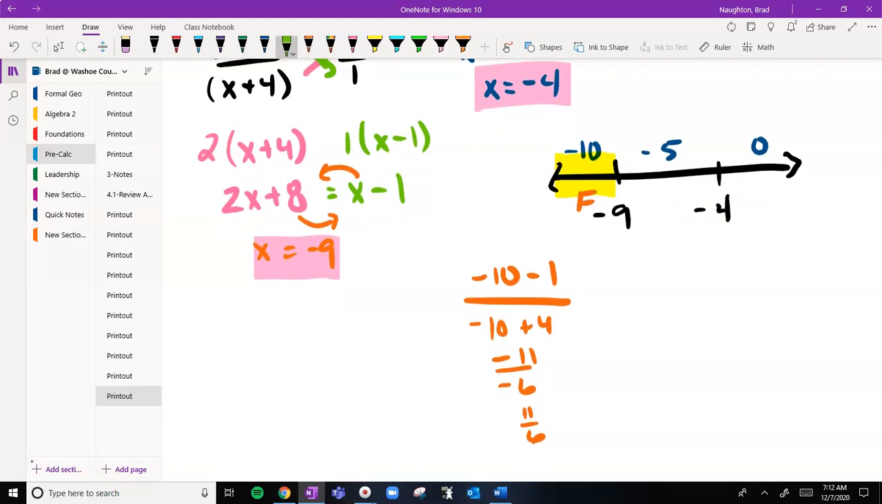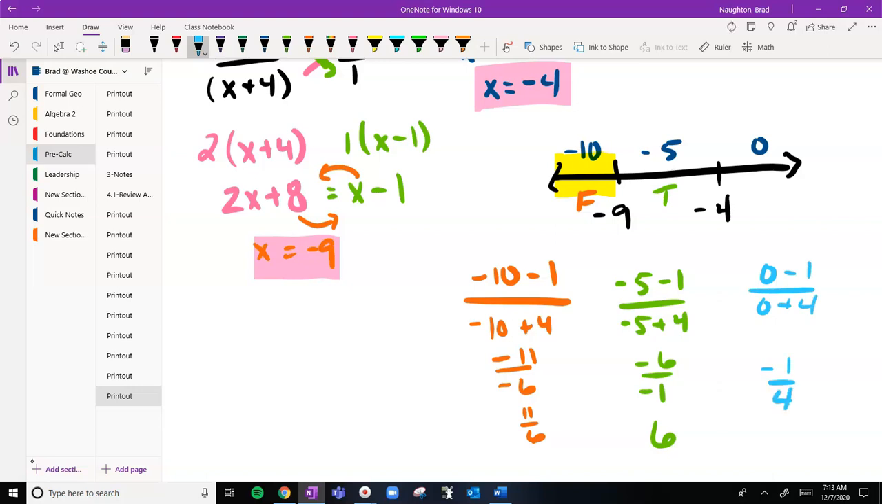So let's try this middle region. So negative 5 minus 1, and then negative 5 plus 4. So that's going to give me negative 6 divided by a negative 1, which is 6. And that's definitely greater than 2, so this is going to be true. And then last but not least is our 0 region. So 0 minus 1 over 0 plus 4, so that's going to be negative 1/4, which is definitely not bigger than 2.